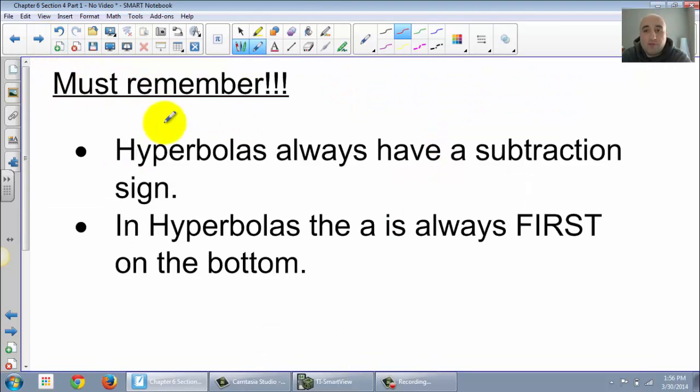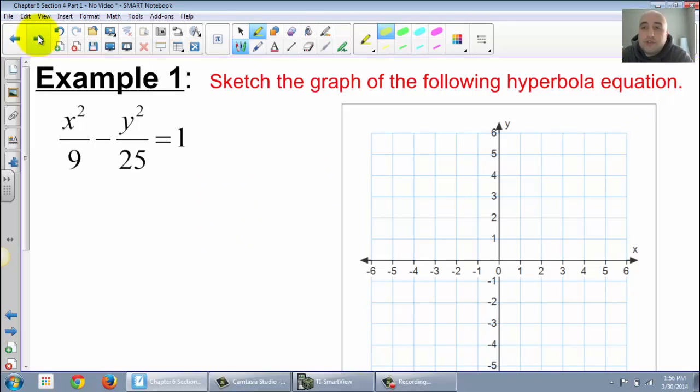examples. Now, we must remember, hyperbolas always have a subtraction sign. Okay, so we just talked about that. Hyperbolas have a subtraction sign, and a is always first. Okay, so those are the two things that we kind of just briefly mentioned on the last slide. All right, so basically what we're going to do is we're going to do 2 examples, and then we're going to graph them.